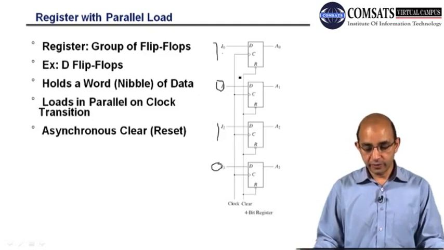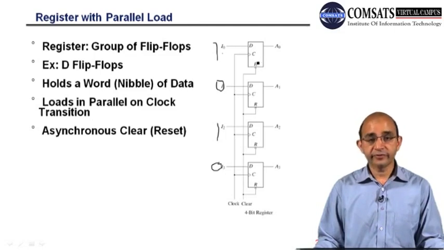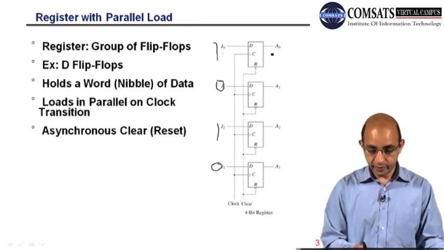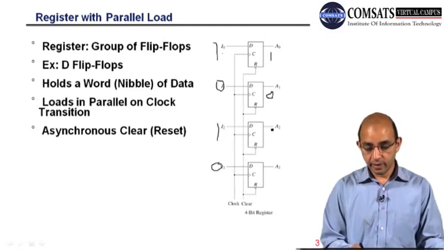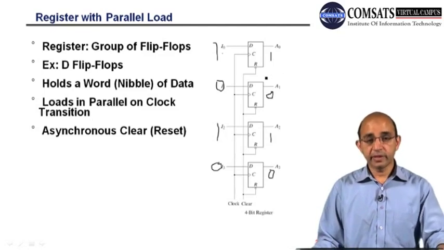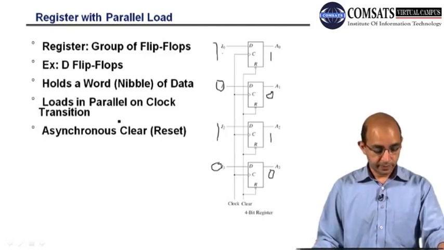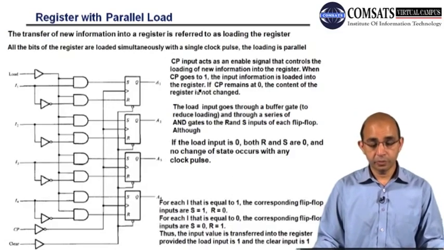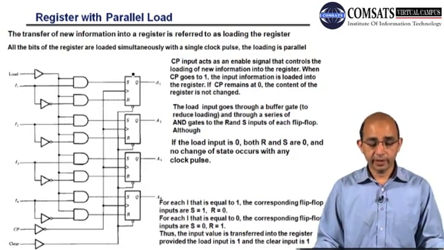What will happen on the arrival of the clock? As we know that Q follows D, here instead of Q we have A0, A1, A2, and A3 on those different flip-flops. On the arrival of the active clock pulse, we will have a 1 here, a 0 here, a 1 here, and a 0 here. The same data will be loaded, but in a parallel mode. We have loaded more than one bit. So here we have the same parallel loading.